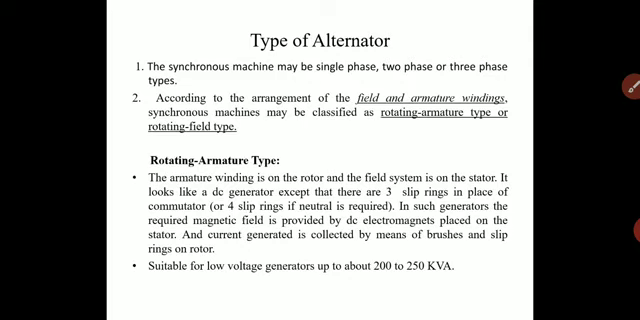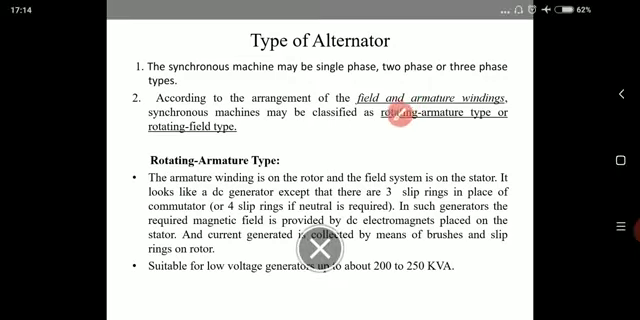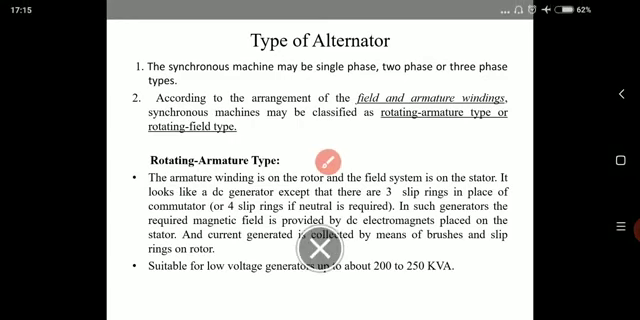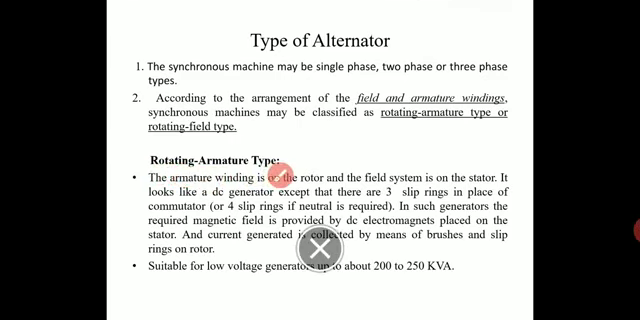Then the second classification is based on the arrangement of the field and armature winding. On this basis, alternator is classified into two types, rotating armature type or rotating field type. You know that EMF is induced by two methods, either the field is rotating or stationary. So let us see what is rotating armature type.